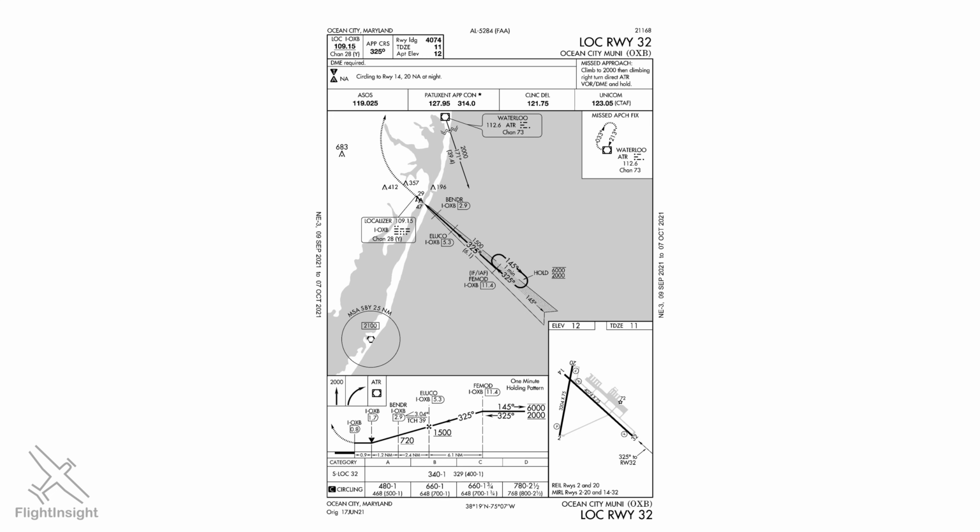Let's look at the localizer approach to runway 32 in Ocean City, Maryland. The localizer approach is a non-precision approach because there's no vertical guidance. If this were an ILS, the approach would feature a glide slope to go along with the localizer. But here at Ocean City, we've just got the loc.